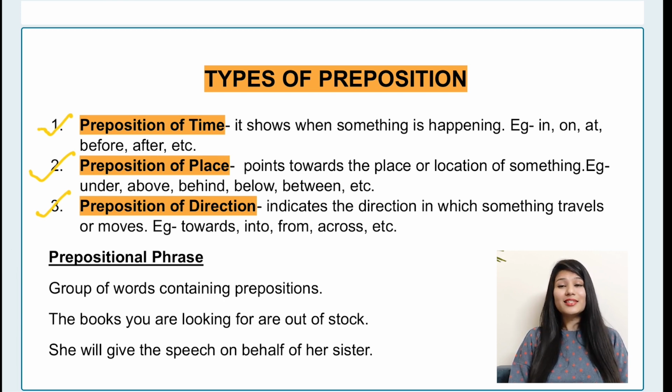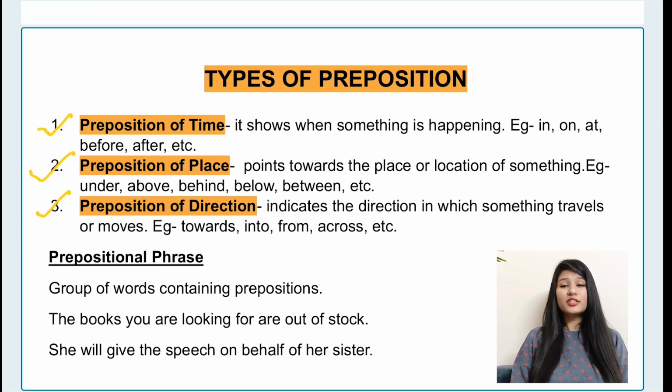Next is preposition of direction. It indicates the direction in which something moves or travels. Examples are towards, into, from, across, etc. How to identify them in sentences?